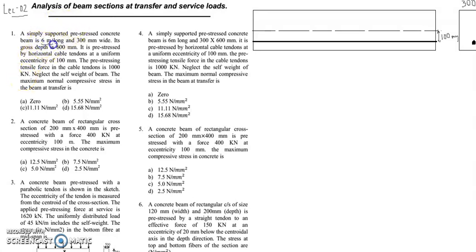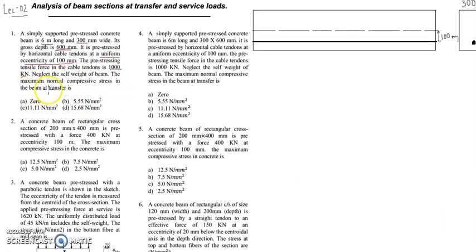So this is 6 meter long. There's one important point to observe. This is 300 mm wide and 600 mm deep, pre-stressed by horizontal cable tendons at a uniform eccentricity. Remember, this is a uniform eccentricity of 100 mm. The pre-stressing tensile force in the cable tendons, P, is given. Neglect the self-weight of the beam. The maximum normal compressive stress in the beam at transfer.